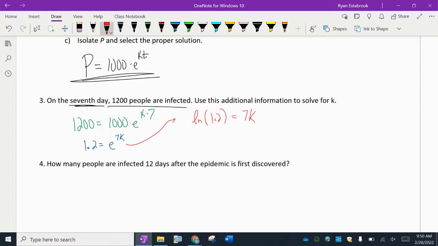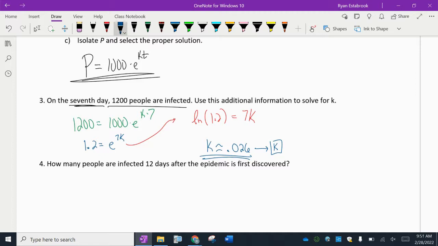On your calculator, you're going to want to take the ln of 1.2. Then divide that by 7 to get K all by itself. So I believe that gives you K is about 0.026046, a lot of other decimals. Store that value in your calculator because we're going to use it in this next problem. This whole section isn't done yet. But for the sake of question number 3, use this additional information to solve for K.